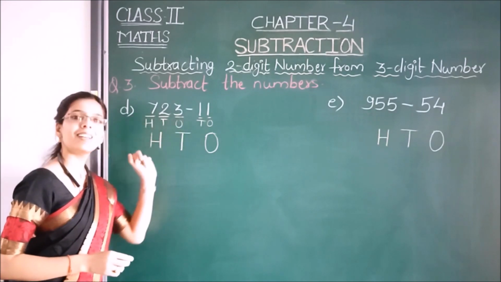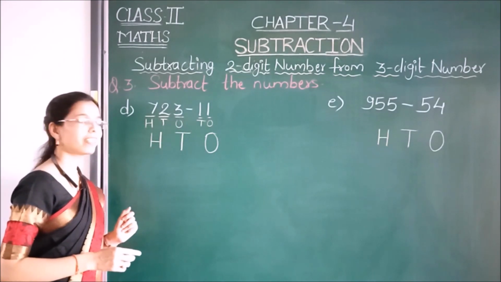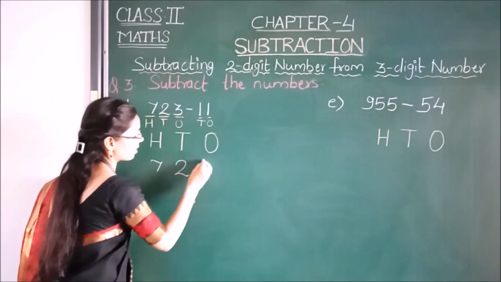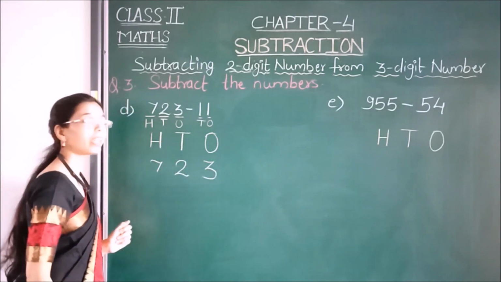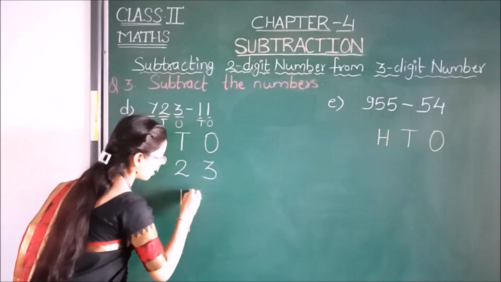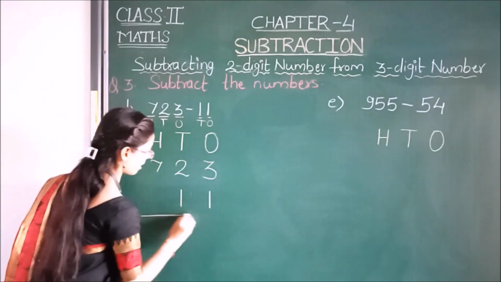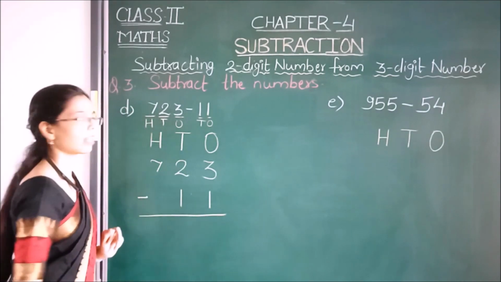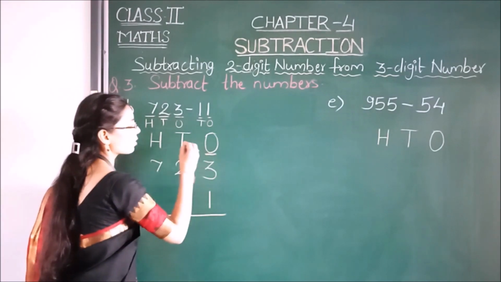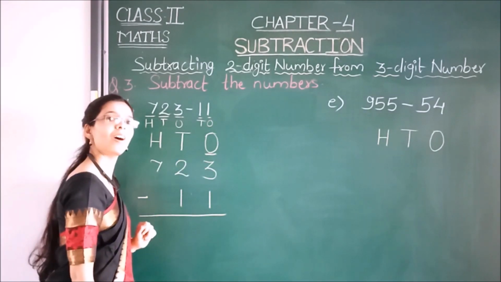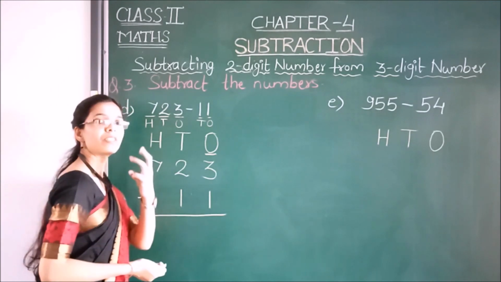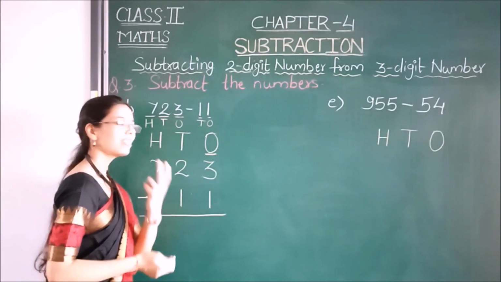723 minus 11. You know how to arrange? Yes. See, 723. Now write this number here, 11. Now we can subtract. Always start from the ones column. So subtract the ones first. 3 minus 1 is 2.